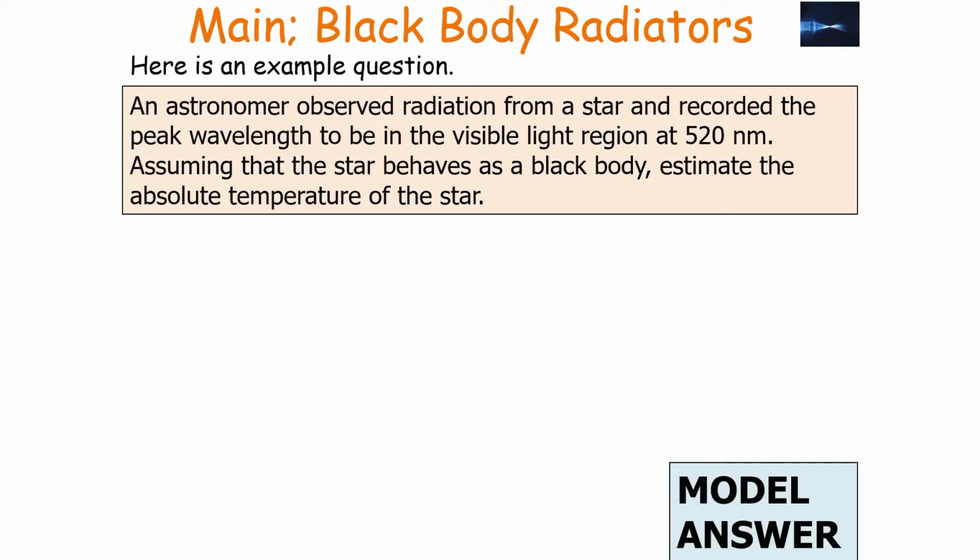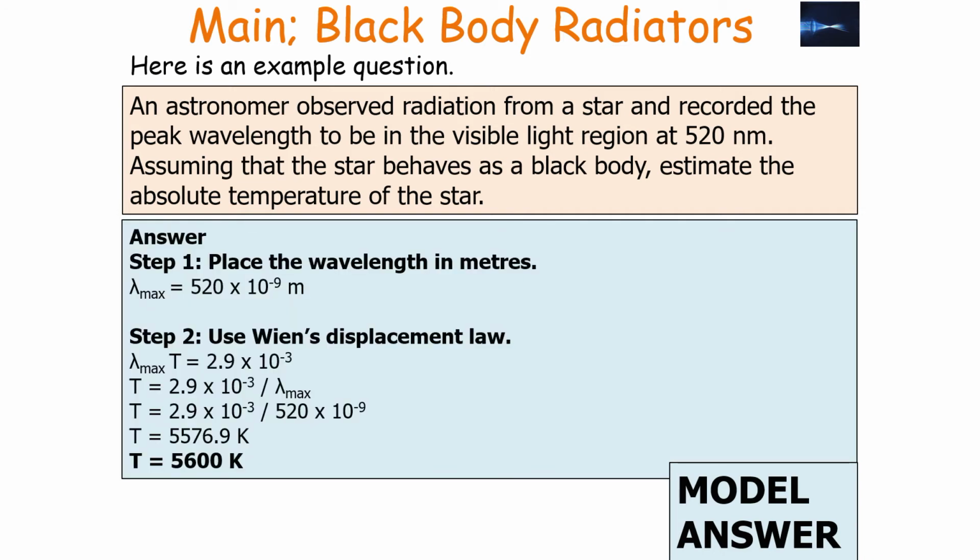So let's look at an example question with this particular equation. If you wanted to work out the absolute temperature of a star, you would do lambda max times T equals 2.9 times 10 to the minus 3. Make sure that it's in meters, work it through, and you get your answer out of the temperature in Kelvin.